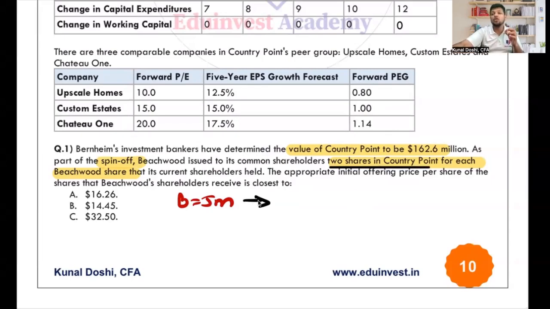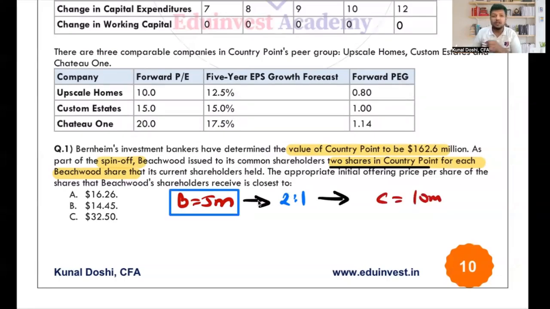So basically, you will get 2 shares for every share that you held in Beechwood of Country Point, isn't it? So basically, in Country Point, you will have to issue how many shares? Can I say 10 million? Because let's say each of the Beechwood shareholders will get 2 shares, so there are 5 million. So basically Country Point will have to issue 10 million shares, isn't it? And the value is denoted as 162.6 million.